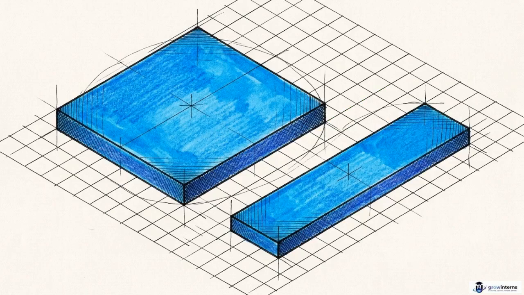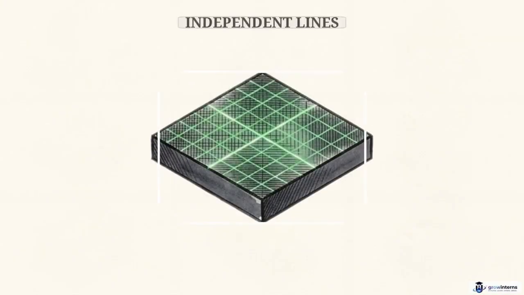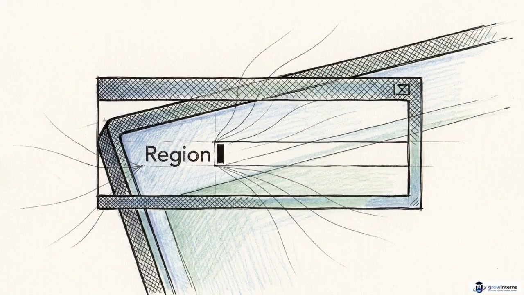We will start by drafting 2 distinct flat rectangles on this grid. One represents the base plate of our bracket, and the other will become the vertical wall. Right now, these are independent lines. To create actual mass, the software needs a solid boundary. Type the word region into the command line, select your rectangles, and press Enter.